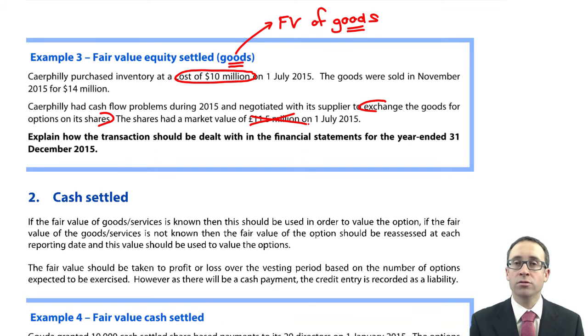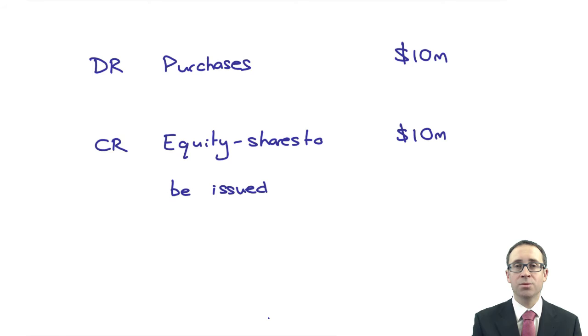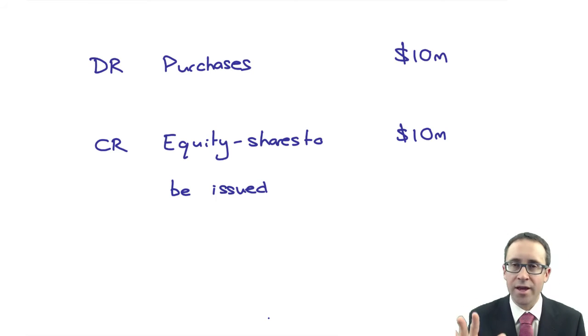Okay, so we are going to record the purchase. We're going to record the purchase based upon the exchange of the goods given up, and the fair value of the goods given up was the $10 million. If that's the case, we are going to debit purchases with $10 million and credit your equity as shares to be issued at that $10 million. That's it. The key bit is, remember, it's the fair value of the goods or the fair value of the services. It's nothing else to do with anything that could be thrown at you within the questions.